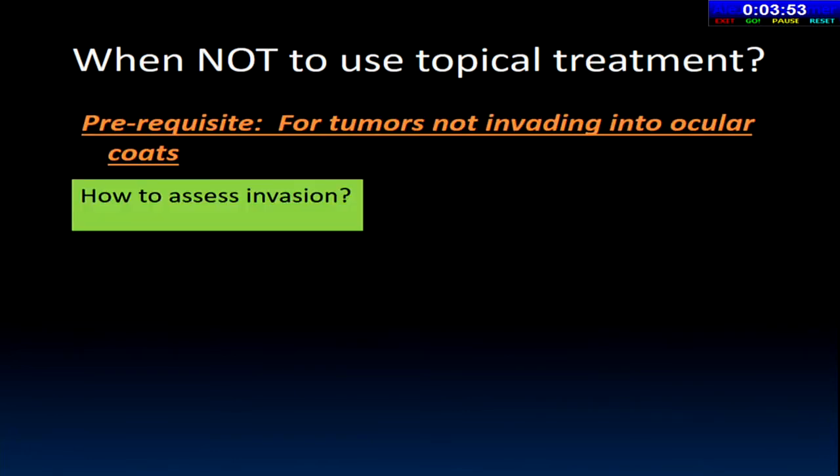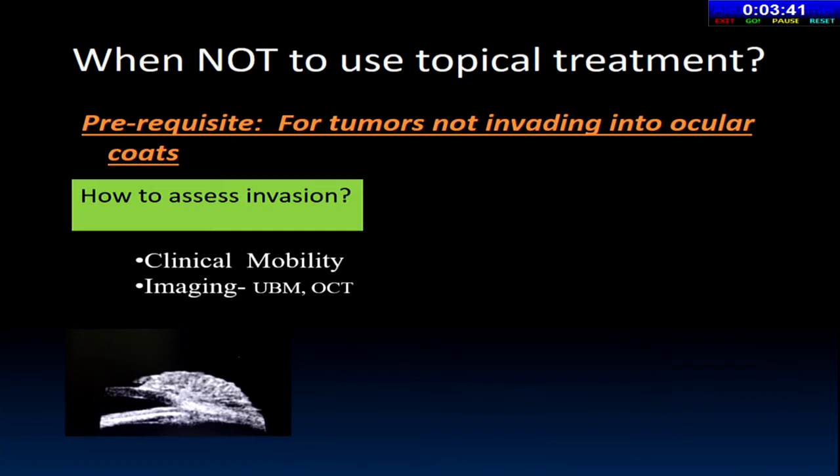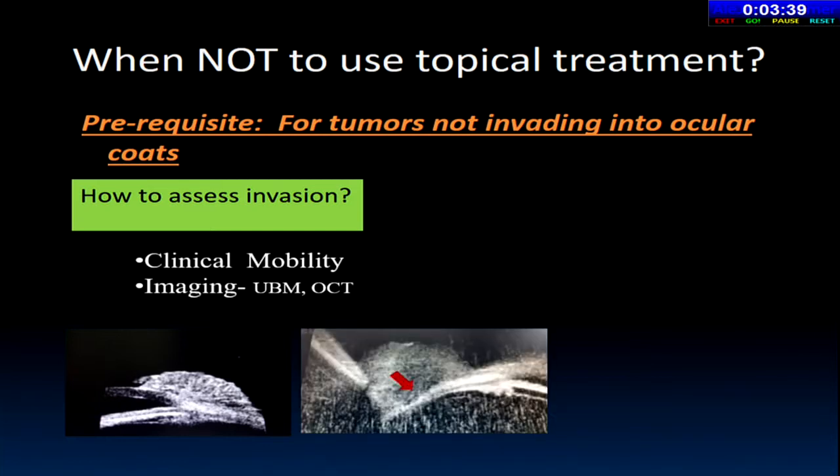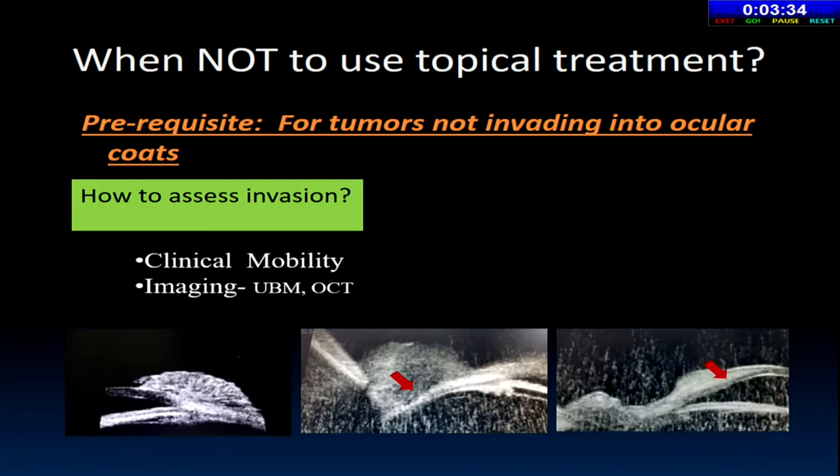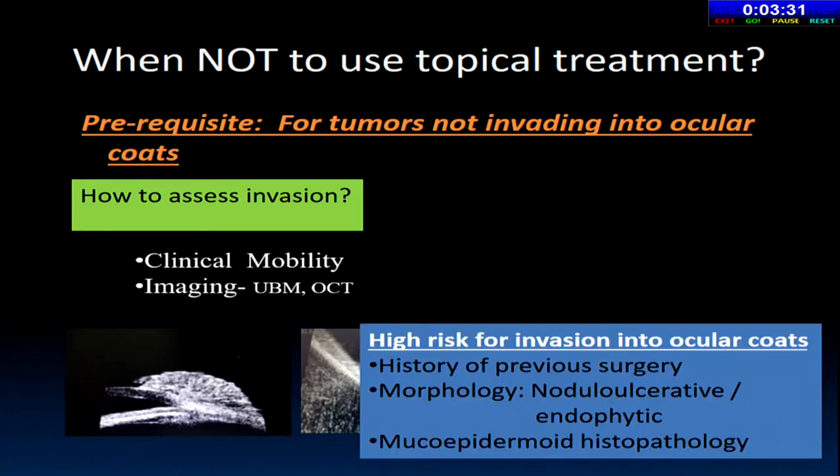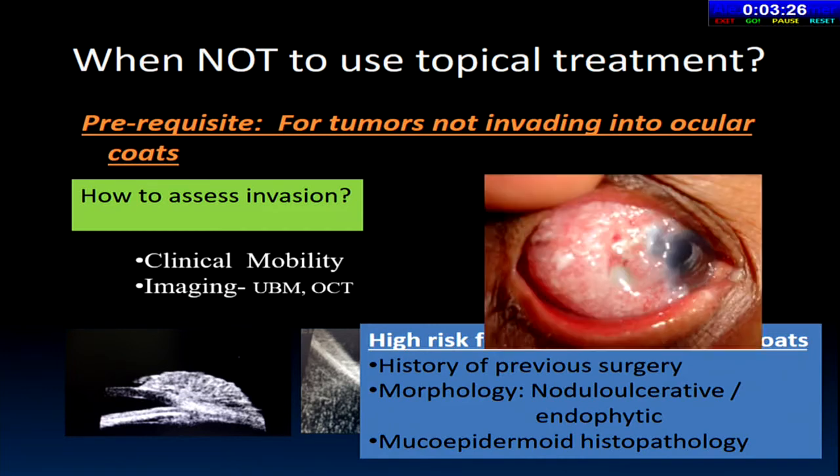You do not use topical therapy if you have invasion of the ocular coats. How to assess that? You could do a clinical mobility check, or you could do UBM or OCT. This is the UBM of a case where there's no scleral invasion. This is another case, and you can see scleral thinning and possibly invasion. Another one with corneal stromal invasion. But there are also other high-risk features you must keep in mind. If there's a history of previous surgery, morphology which is nodulo-ulcerative or endophytic, or a mucoepidermoid histology, go in for surgery and not topical therapy.